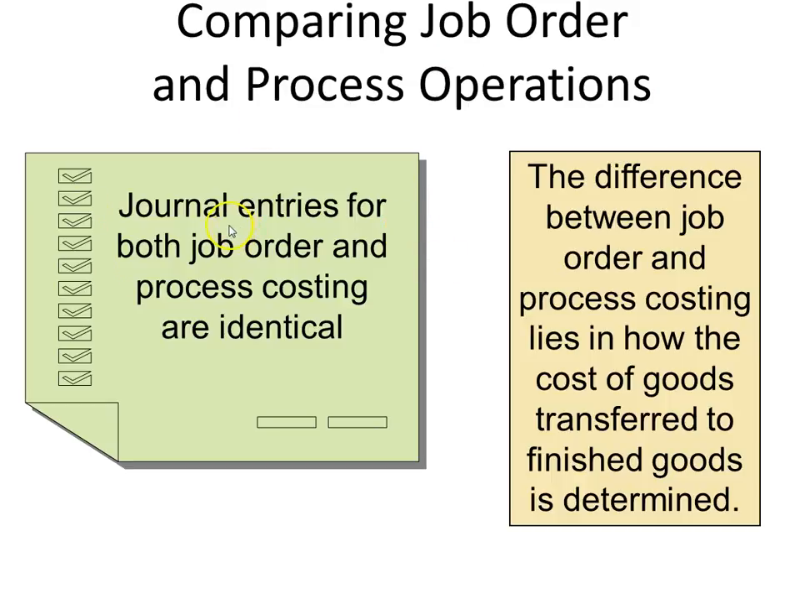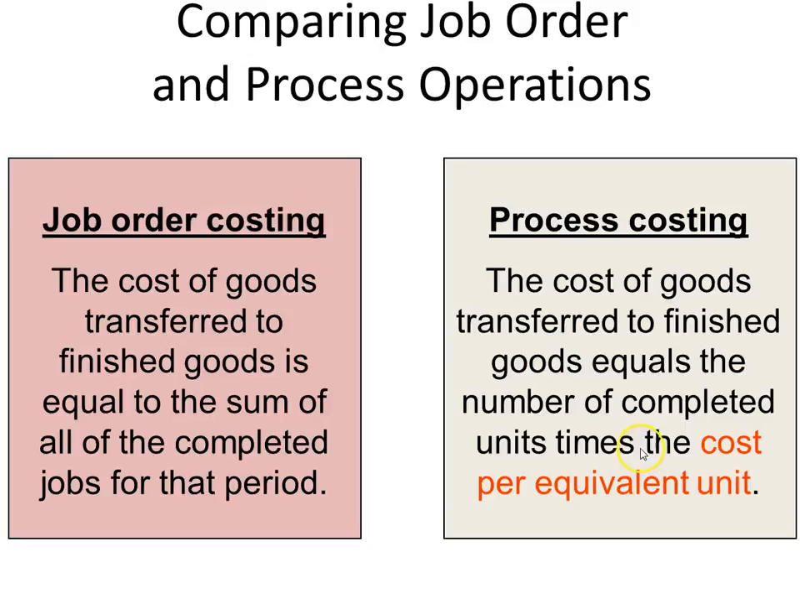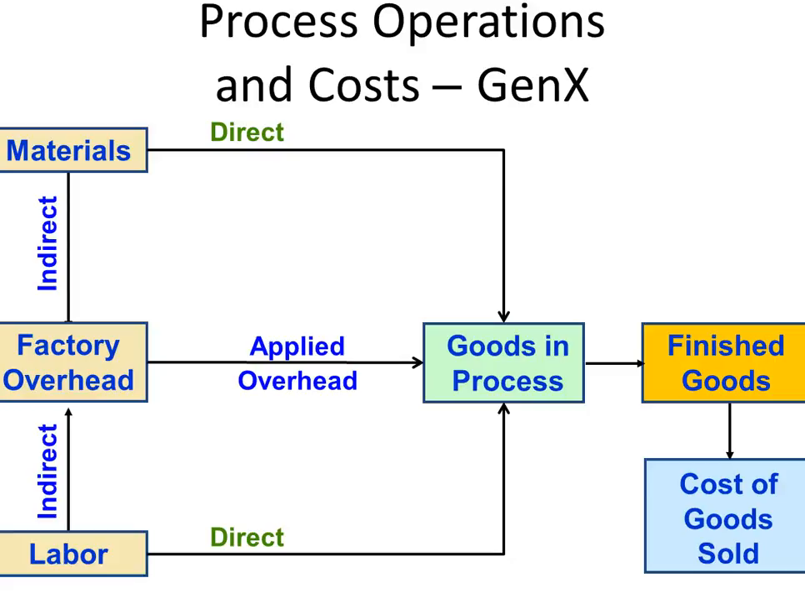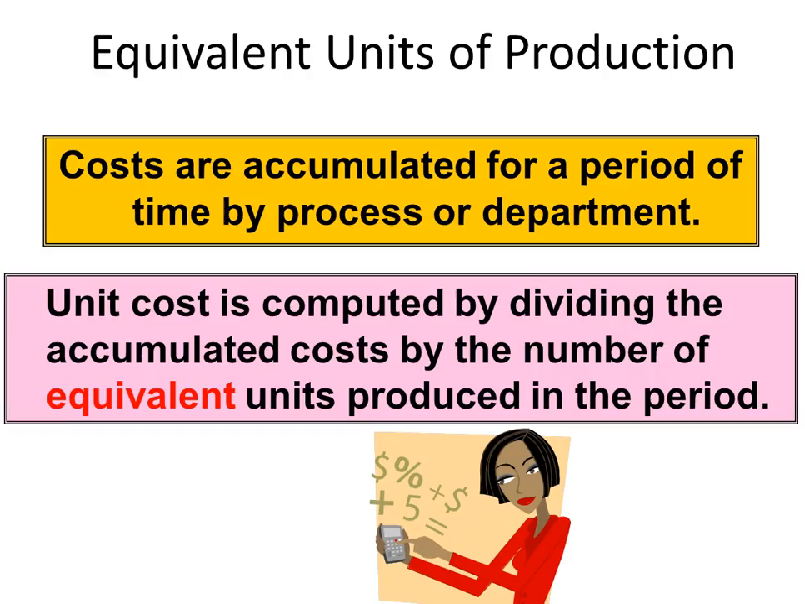Journal entries are going to be the same. And again, the only difference is how the cost of goods is transferred to finished goods. That's the only difference. And that being, we're going to bring it down to the cost per equivalent unit. So what does equivalent unit mean? Process cost, I'm going to skip this slide. I think it's virtually the same as what we've been talking about.